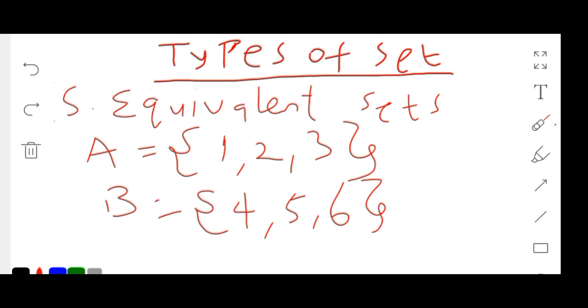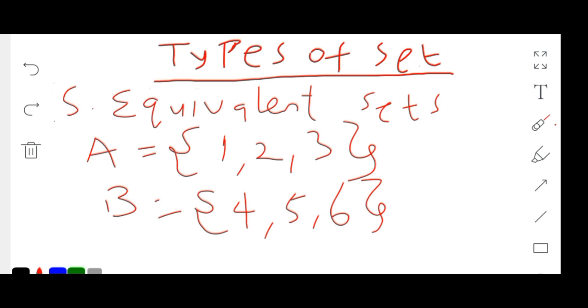Why? They have the same number of elements, that is three elements. A has three elements, 1, 2, 3. B has three elements, 4, 5, 6. So they have the same number of elements, but not the same elements. A is having 1, 2, 3, B is having 4, 5, 6, so that's not the same. The elements in both of them are not the same, but they are equal in number. That's why I call it equivalent set. They might not be the same thing, but they must be equal.